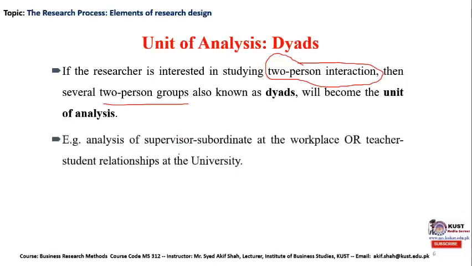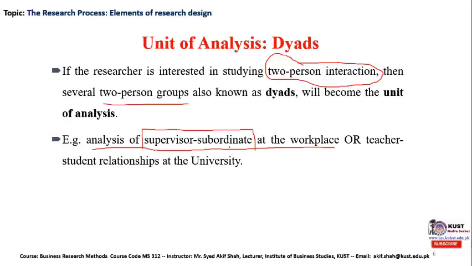Let's explain it with the help of an example. For example, if the researcher is interested to analyze the supervisor and subordinate relationship at the workplace, now we can see that the researcher's focus is on the relationship between supervisor and subordinate at the workplace. So here two persons are involved, and each subordinate's and supervisor's relationship with each other shall be discussed and noted down, and then such kind of data may be aggregated for the specific reason.